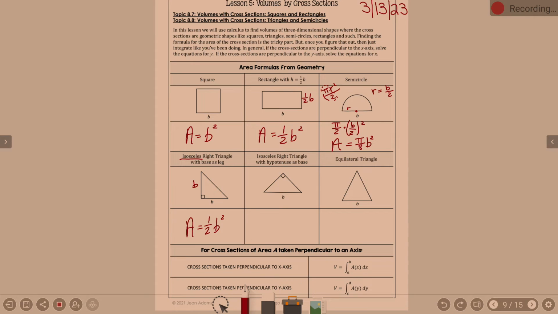Isosceles right triangle with hypotenuse as base. So like rectangles and triangles, isosceles triangles, technically could be the same area if it has the same base. It's like cutting a square in half, but in a different way. Yeah, here we're cutting the square.